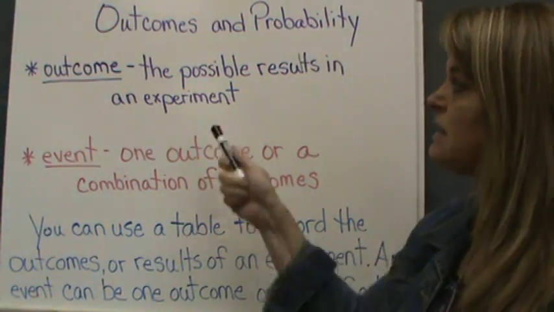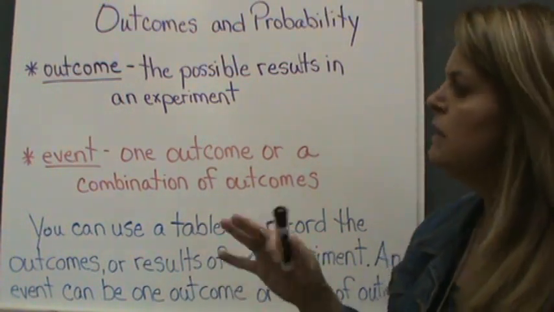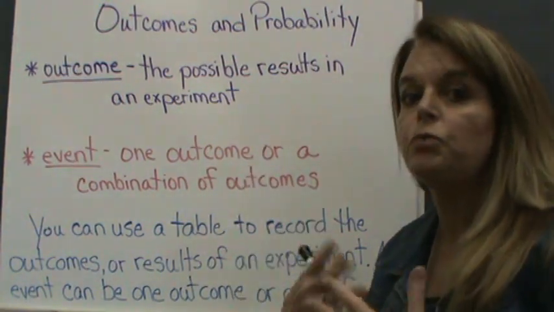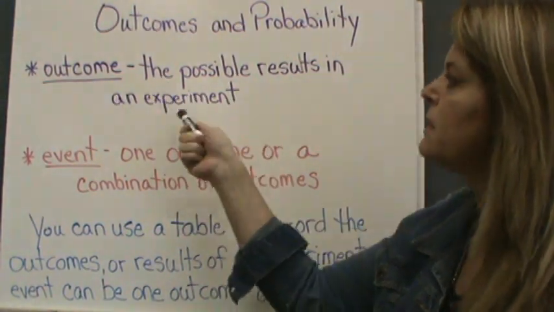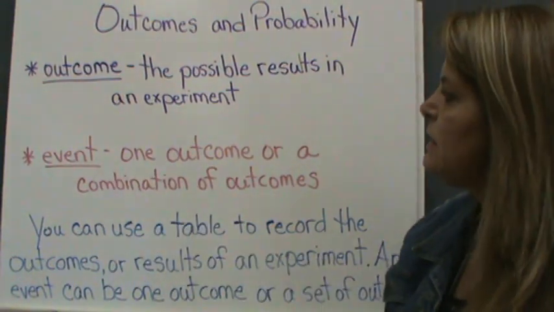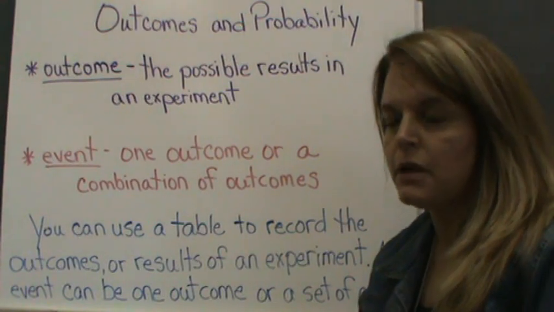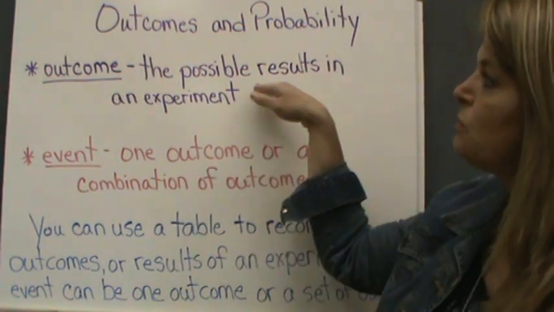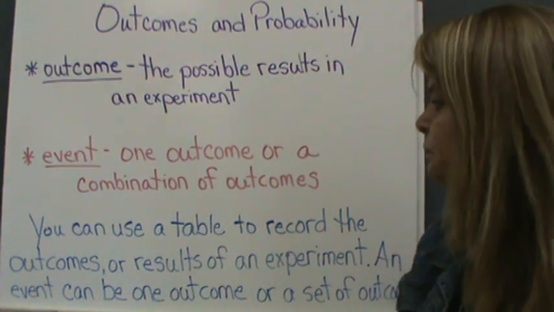Just like in science, when you do an experiment, we do experiments in math with numbers, different events in which we get different numbers. So these are my outcomes. It's anything that's possible within that experiment. What is an event? It's one outcome or a combination of outcomes. So an event is when you have a result from an experiment.